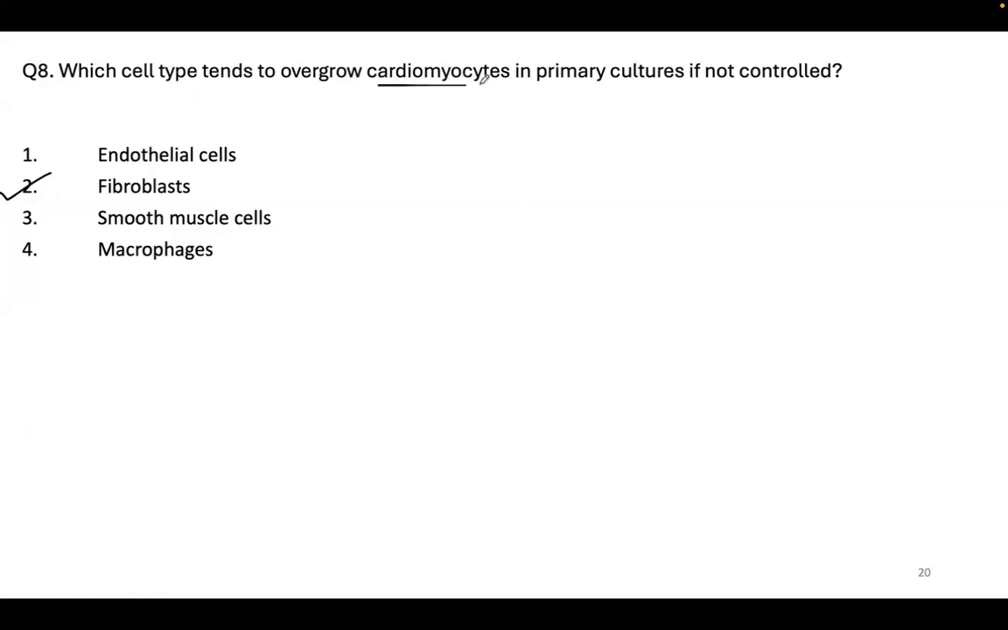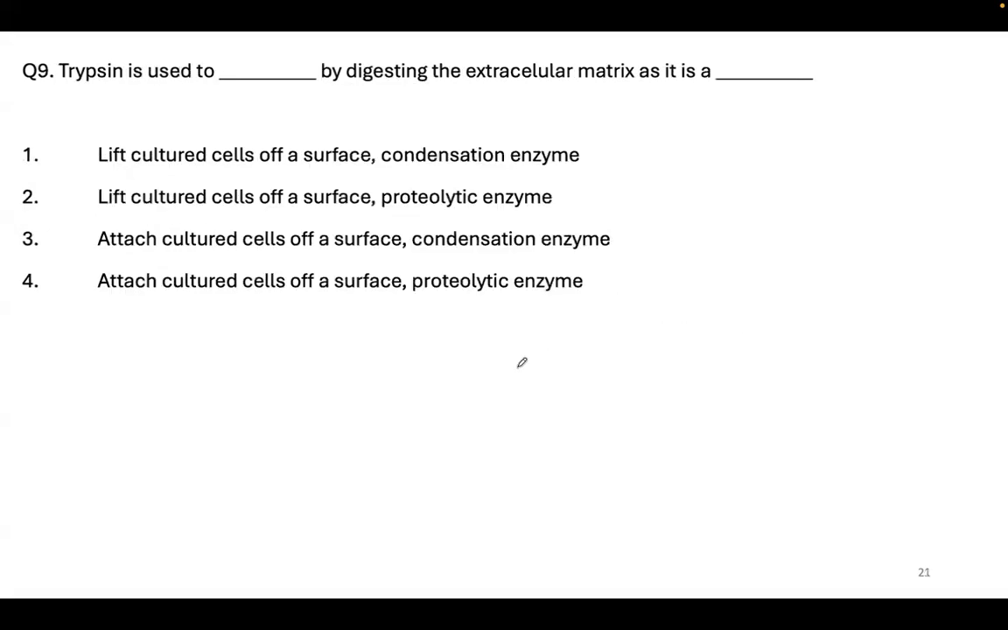Yeah, this is cardiomyocytes, you're right. But even in cardiomyocytes, I think it's going to be the fibroblasts which can overtake. But let me confirm. Okay, I'll just double check this. Yeah, thanks for answering. Yeah, all right.